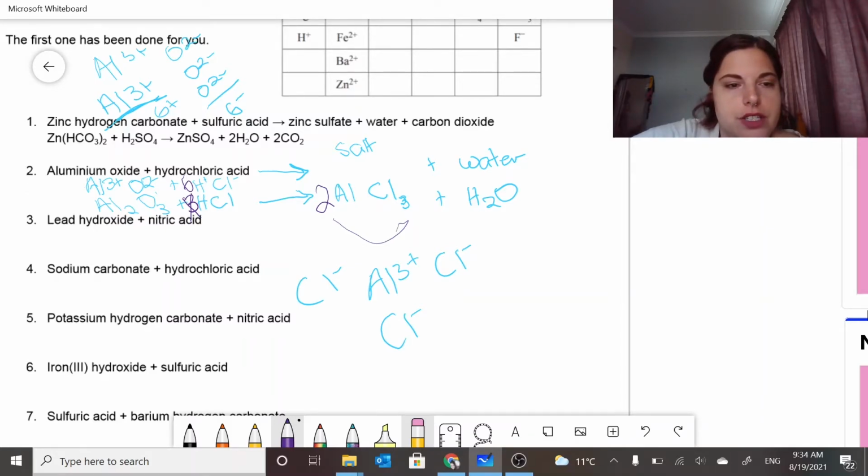So we've got 3 oxygens on one side, and we have 1 on the other side. We have 6 hydrogens on one side and 2 on the other, and the easiest way to fix that is to add a 3. So 3 times 2 is 6, so now we've got 6 hydrogens on each side, and we've got 3 oxygens, which matches perfectly with our aluminum oxide, which has 3 oxygens.